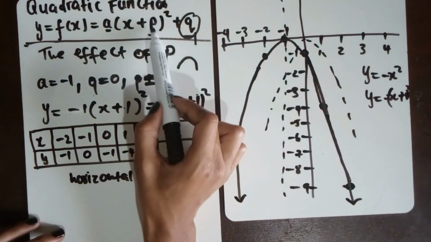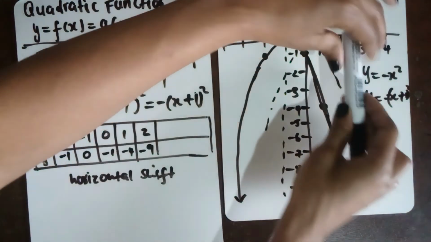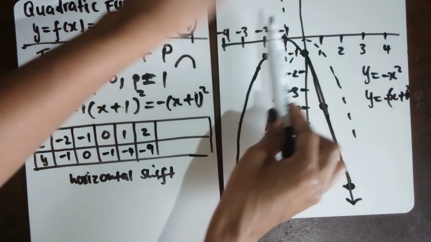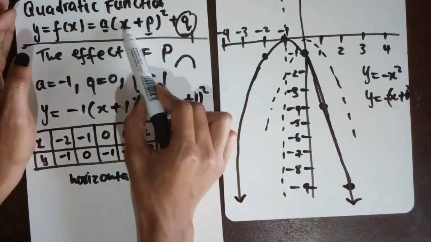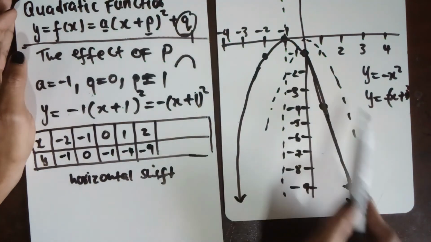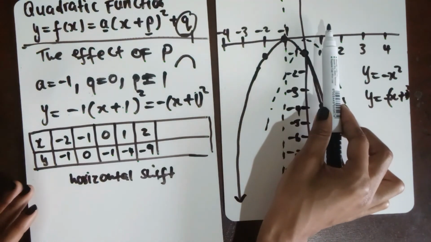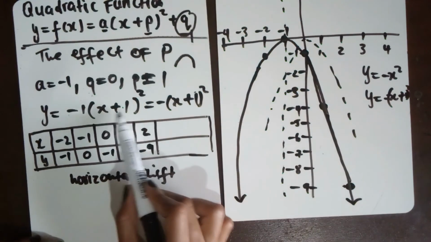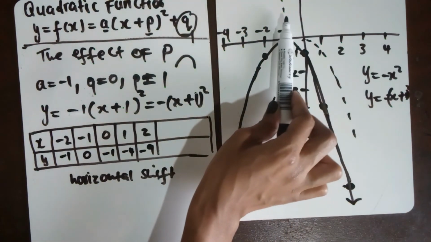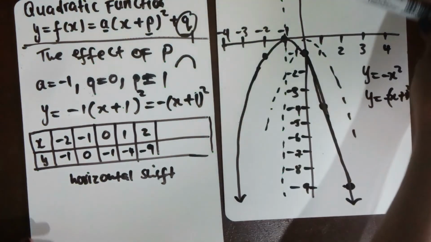So if it's plus P, we know that our graph is going to move that many points to the left, and it must be in brackets, right? If it was x minus, what did we say, minus 1, our graph is actually now going to move to the right. So that is the distinction. Let me repeat it again. Here our x was x plus 1 and our graph moved to the left by 1. If it was x minus 1, our graph was going to move to the right by 1.